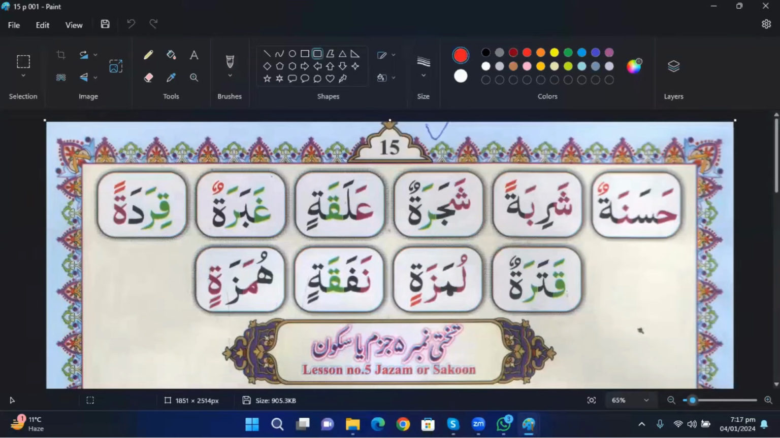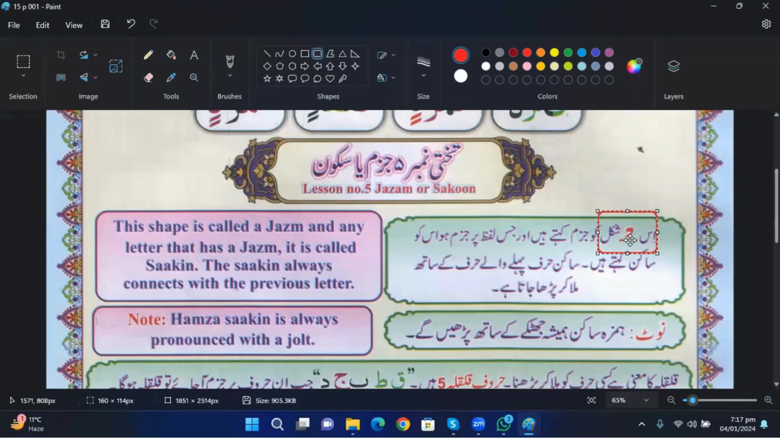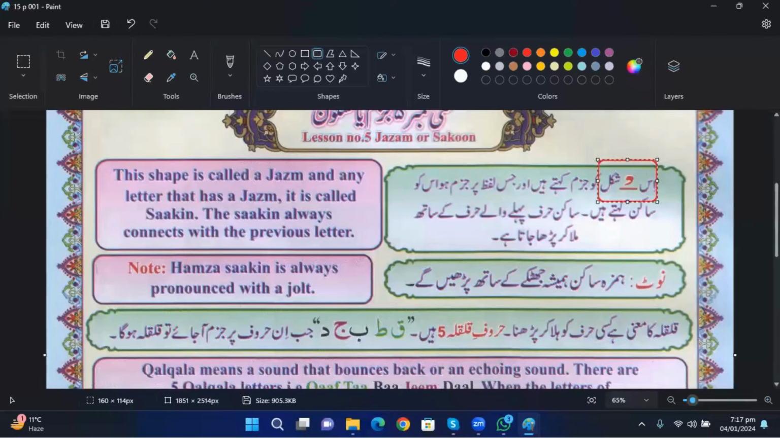So next chapter is about jazam or sukoon. You can keep your cursor here. Tell your students that this shape is called jazam, and any letter that has a jazam is called sakin. The sign of sakin or sukoon always connects with the previous letters, and it always looks like a small dal. Make sure that your students understand the shape of sukoon or jazm, and you can tell them that it will come always over the letter and it always connects with the previous letter.